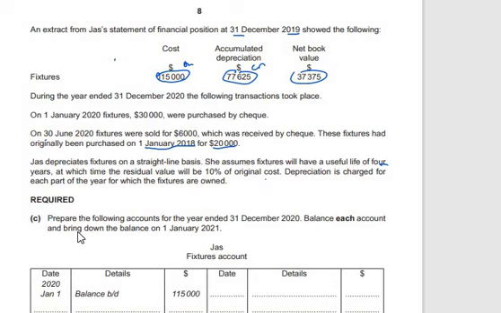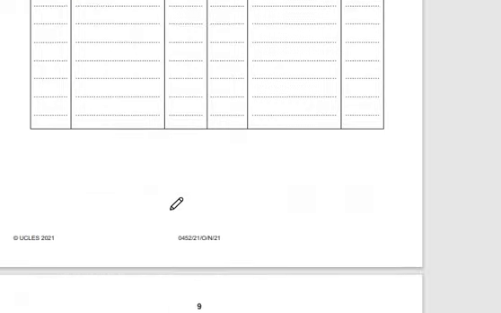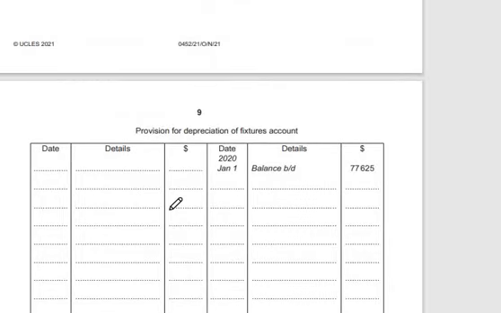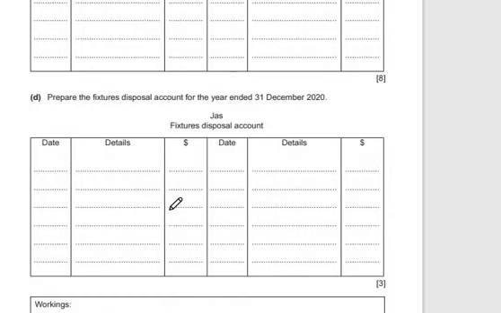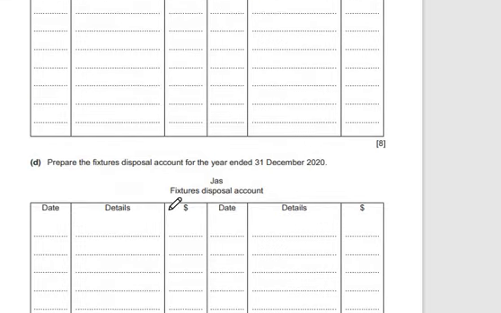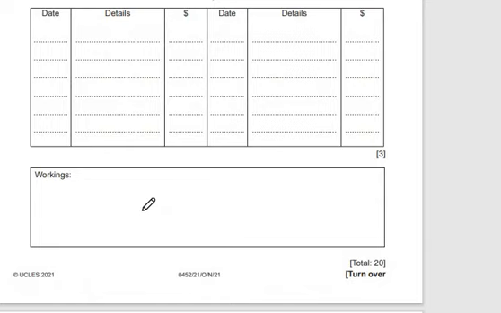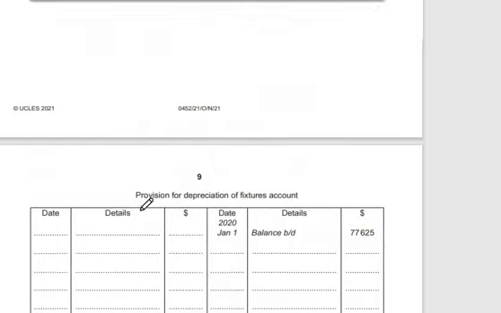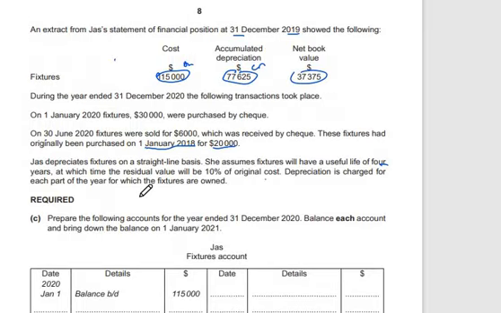Now we are asked to prepare the fixtures account, provision for depreciation account, as well as the fixtures disposal account, and you have to show the workings where possible, right? So before we actually look at the entries, I want you to take a few seconds and read the question again, and then we're going to see in a moment how we solve it.